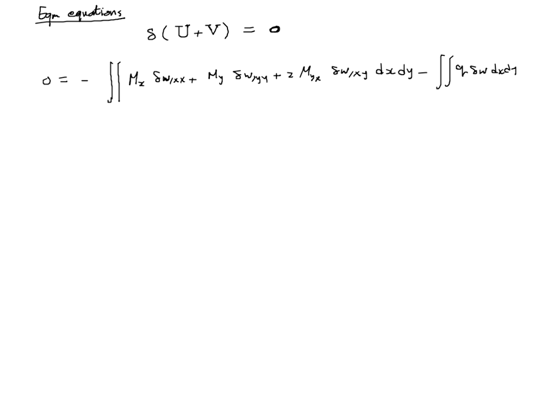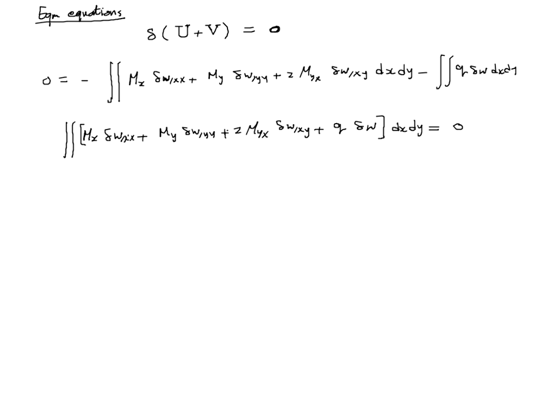So we can cancel the minus sign and end up with the double integral of Mx delta W,xx plus My delta W,yy plus 2 Myx delta W,xy plus q delta W dx dy equals 0. And this is our equilibrium equation derived from the expression of minimum total potential energy, or equivalently from the principle of virtual work. These are the same thing.